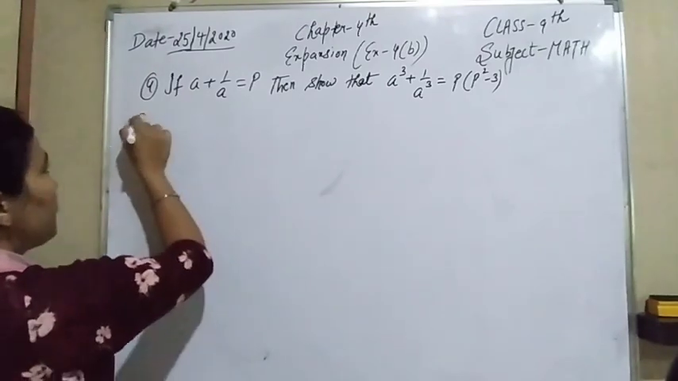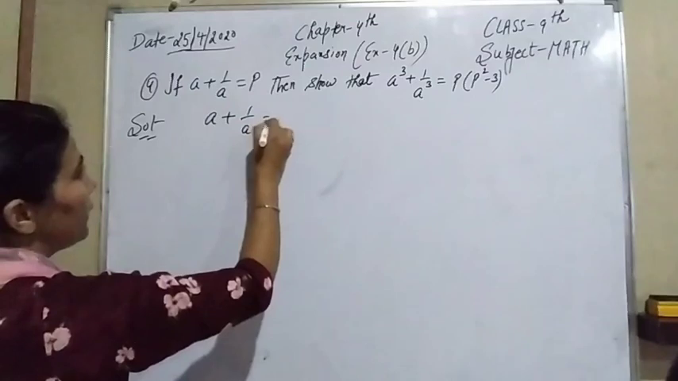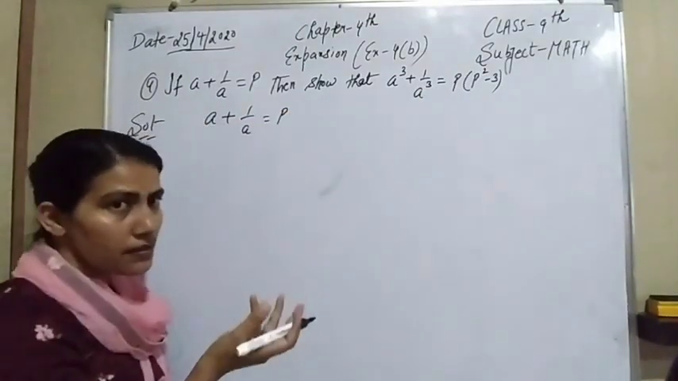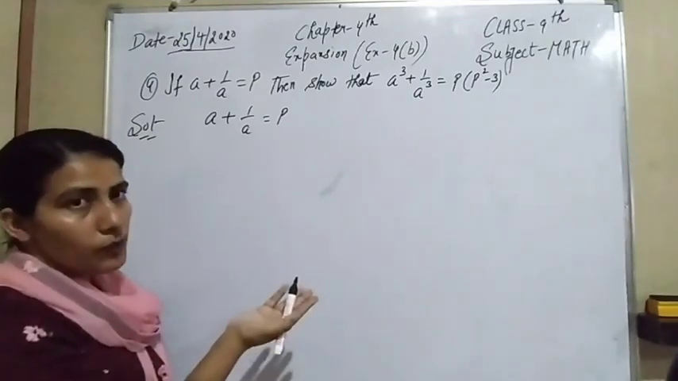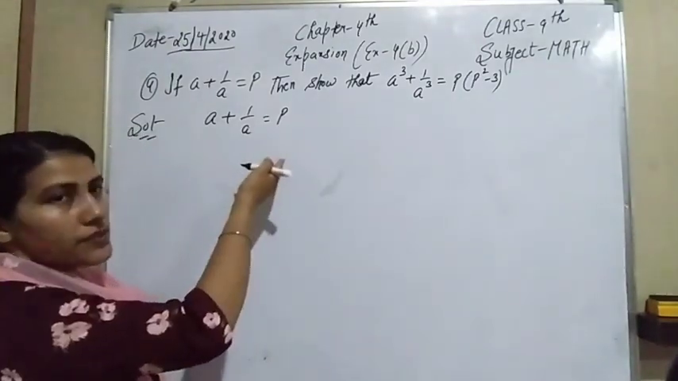Now let's start. Firstly, we are given a plus 1 over a equal to p, and we have to find a cube plus 1 over a cube. That means we have to cube both sides. If it were a square plus 1 over a square, that means we would have to square both sides.